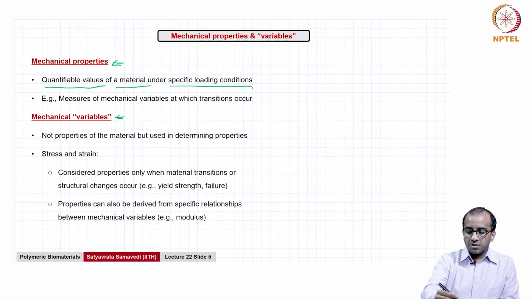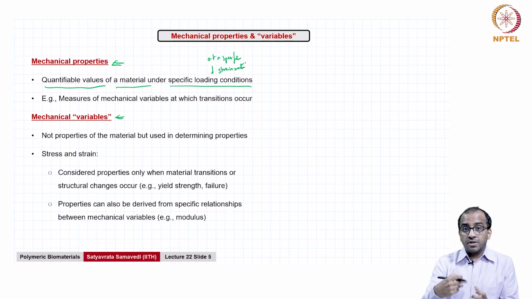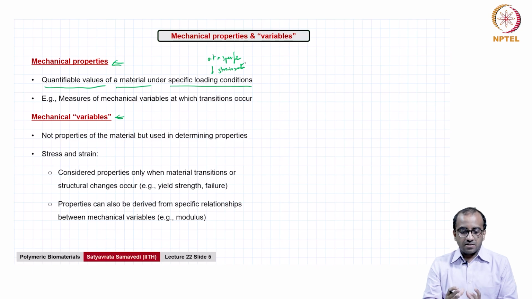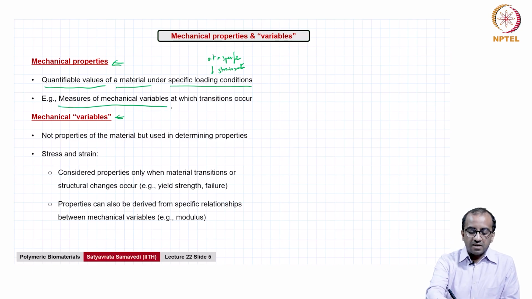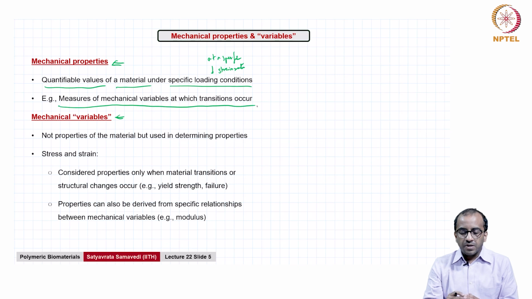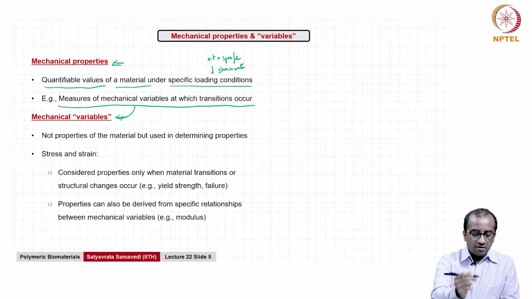For example, what is the strain rate at a specific strain rate in the presence of phosphate buffered saline, for example, at 37 degrees Celsius. So, those would be conditions that you can specify, and what you extract from that test in terms of quantifiable values for the material would be mechanical properties. Examples of that would be measures of mechanical variables at which transitions occur, and what transitions are we will look at in just a bit, at which point it will become more clear. But that is a nice segue for us to look at what mechanical variables are.